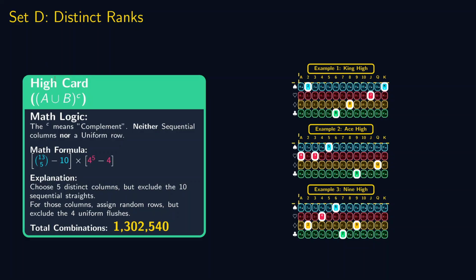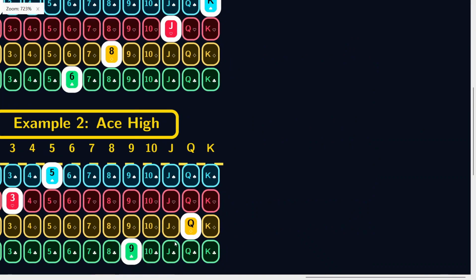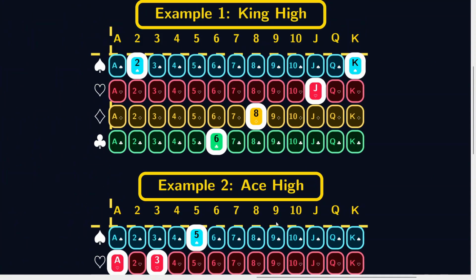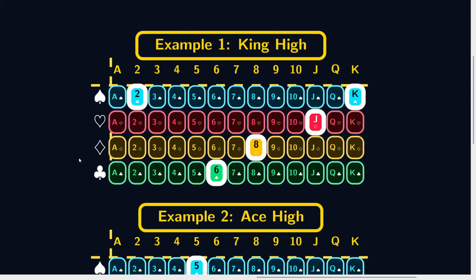In the grid, a high card hand looks wonderfully disorganized compared to everything we have seen before. 5 columns are highlighted, but they are not consecutive. There are gaps between them when you scan left to right across the ranks. And the 5 dots sit in different rows. No 2 adjacent columns share the same row, and there is certainly no single row that contains all 5 dots. The hand is scattered both horizontally in terms of which columns are chosen, and vertically in terms of which row each dot occupies. Nothing lines up, nothing runs in order. It is the most unconstrained, most irregular-looking hand in the entire deck.